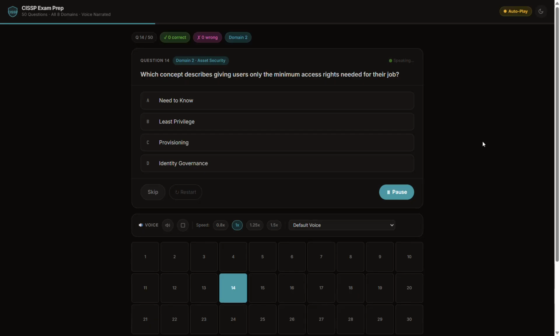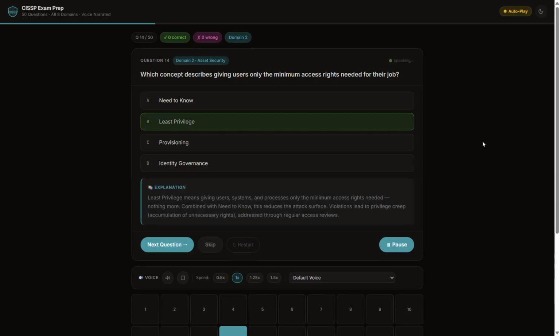Question 14. Which concept describes giving users only the minimum access rights needed for their job? Options: A. Need to know, B. Least privilege, C. Provisioning, D. Identity governance.